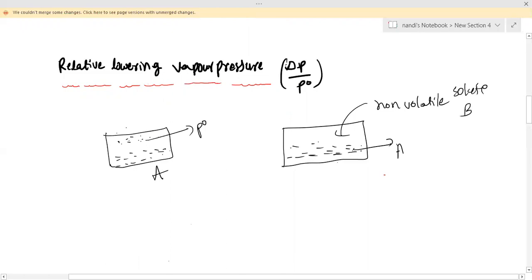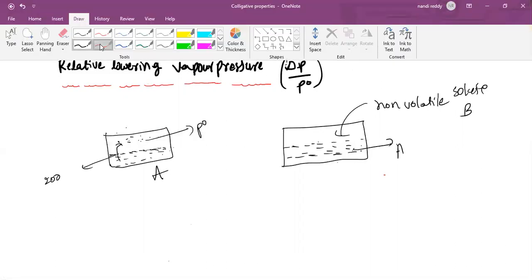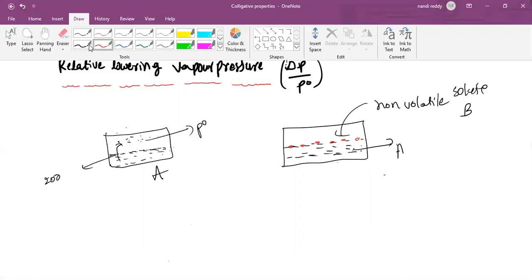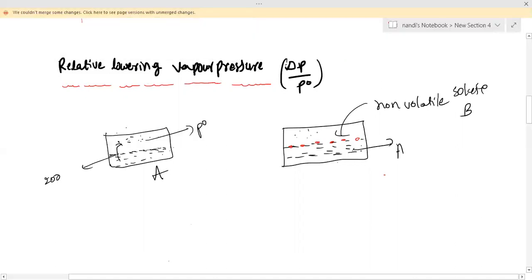Okay, a non-volatile solute B I am adding. Previously, only A liquid molecules were on the surface area, so they could evaporate easily. Assume 200 molecules of A evaporate. Now whenever I add B, some of the B molecules also occupy surface area. So the number of molecules of A on the surface decreases, so evaporation of A decreases. Here we get A vapor pressure but less. Previously 200 molecules evaporating, now assume only 100 molecules evaporate. So here more vapor pressure, here less vapor pressure.